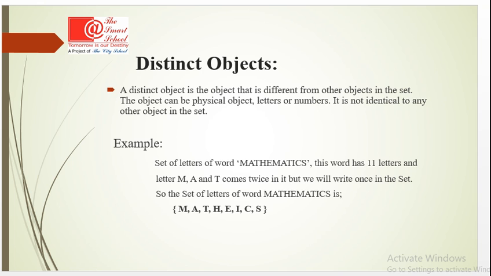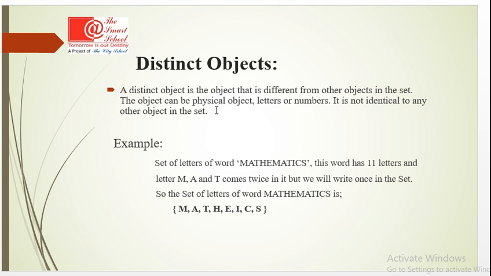Now in the beginning of the lesson we discussed that a set is a collection of well-defined and distinct objects. We understood the term well-defined, and now we are talking about distinct objects. A distinct object is an object that is different from other objects in the set. The object can be a physical object, letters or numbers. It is not identical to any other object in the set. This means that we cannot write one element twice, because if we write it twice, it is not distinct.